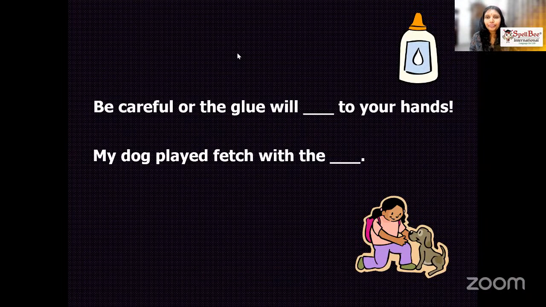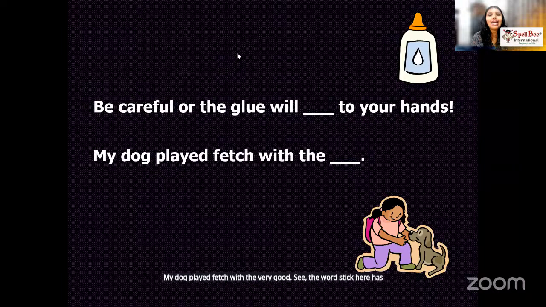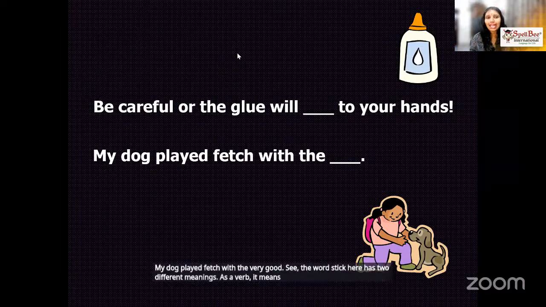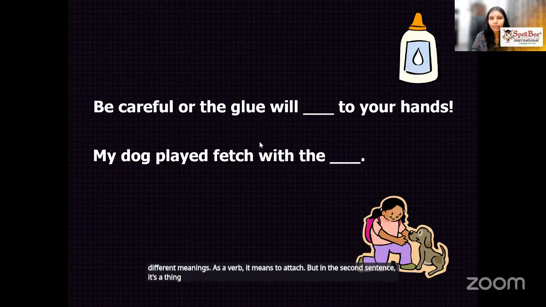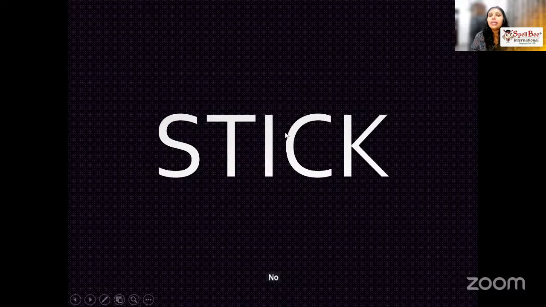Next one. Be careful or the glue will dash to your hands. My dog played fetch with the dash. Very good. See, the word stick here has 2 different meanings. As a verb, it means to attach. But in the second sentence, it's a thing, it's a stick, it's a noun. No? Good job. Everybody has answered correctly for this one.